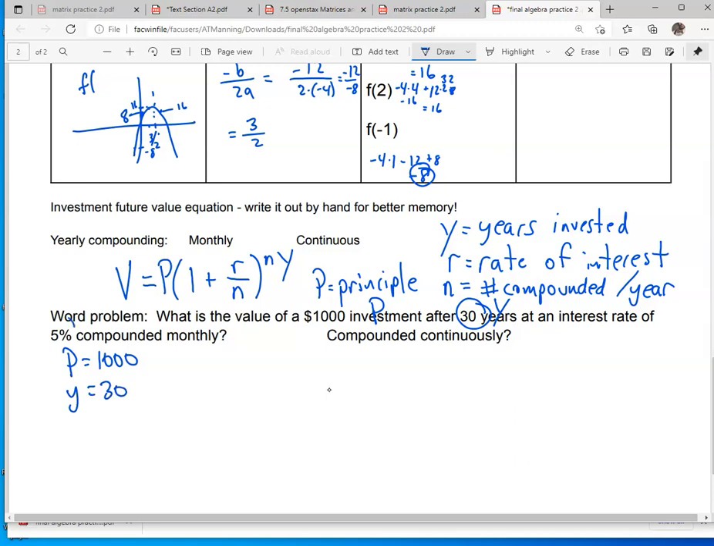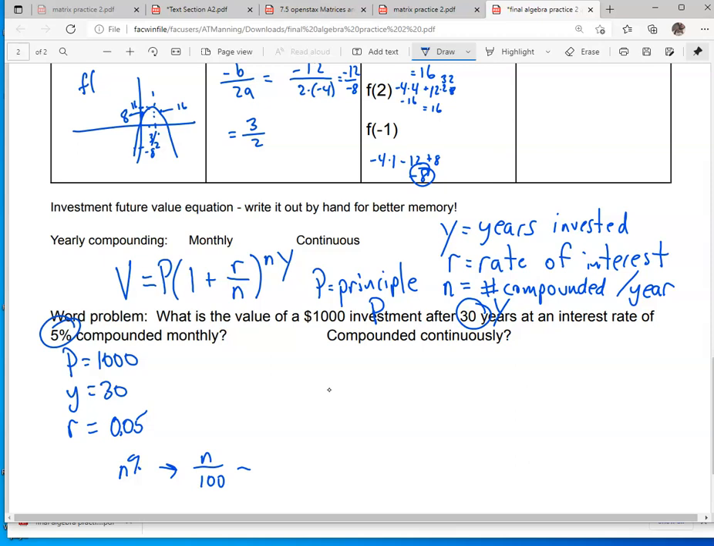Interest rate of 5%. Now you got to be careful here. The R has to be mathematically 5%. So remember, in a calculator, R is going to be 0.05. N% means N over 100 mathematically, or 5% is 0.05. That's often the trickiest one.